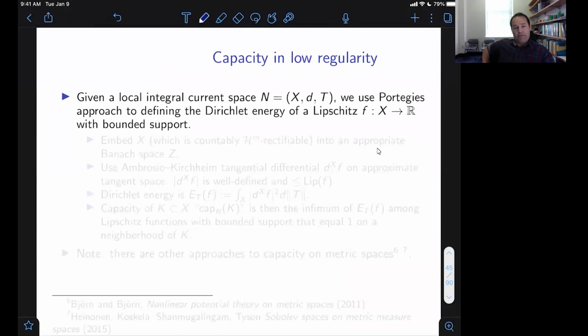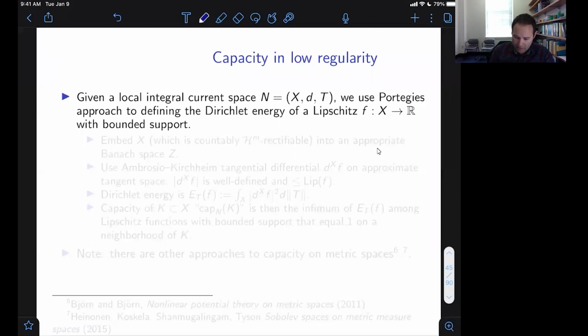Okay. So with that, we have a lot of the setup for being able to talk about the theorems on low regularity capacity. The only thing we're missing is a definition of capacity and low regularity. To do this, you need to be able to talk about the Dirichlet energy that you're trying to minimize. So you really need to be able to talk about derivatives of Lipschitz functions defined on one of these spaces. This is modeled on the same definition that Portegies used for defining the eigenvalues in an integral current space.